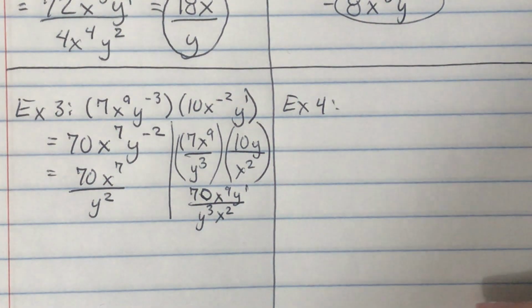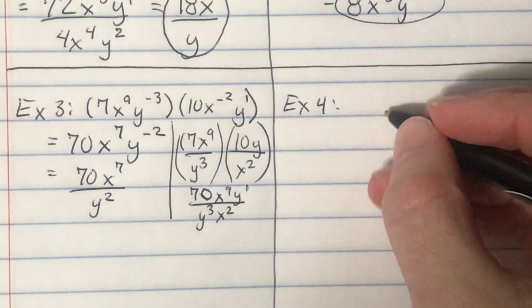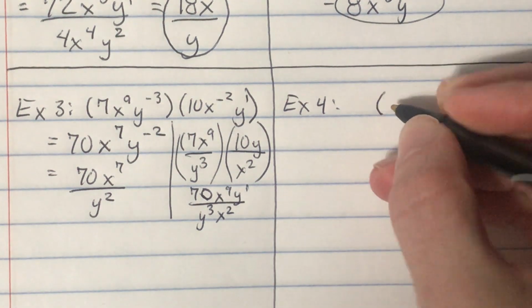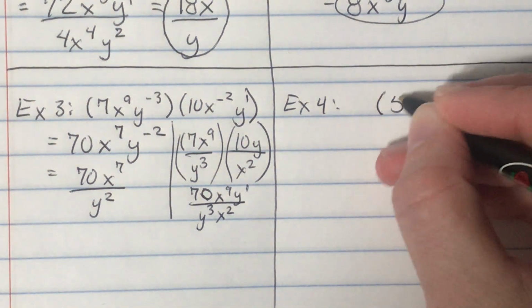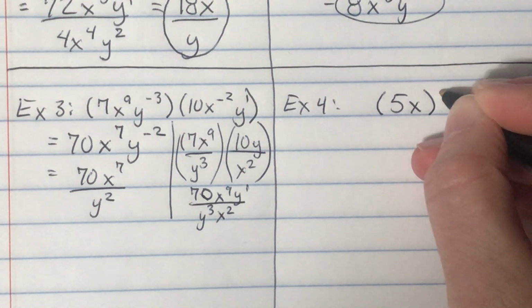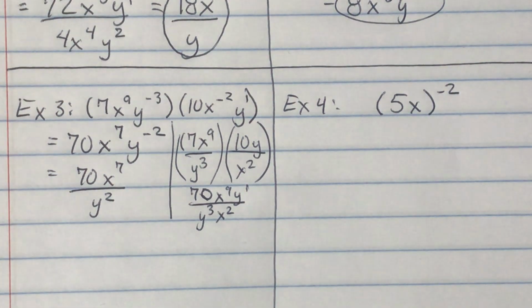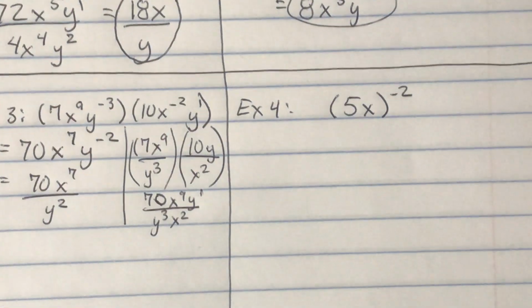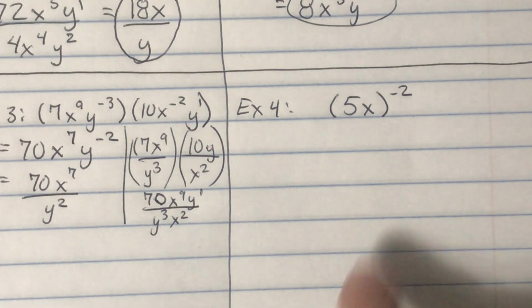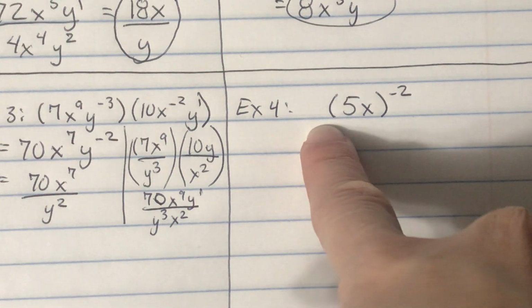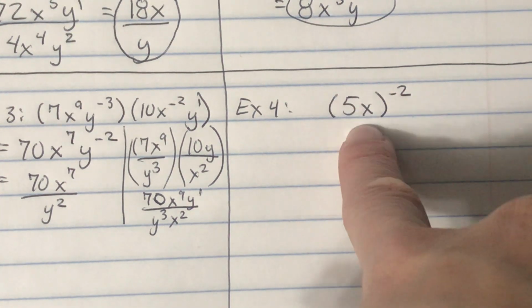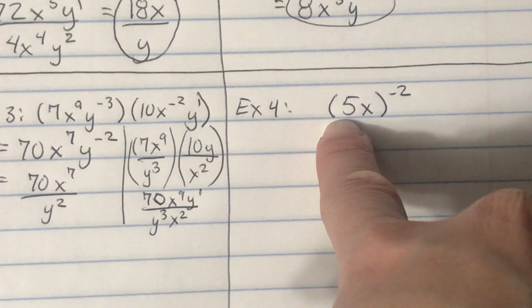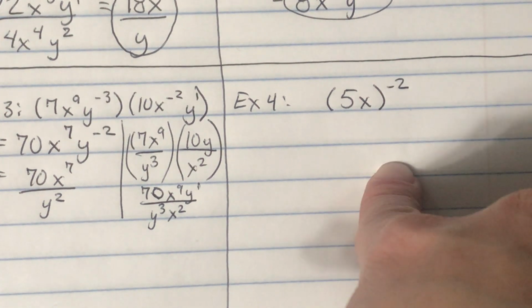Example 4. Let's look at another one with some negative exponents. So let's look at something like this. 5x in parentheses to the negative 2nd power. Now again, you could go ahead and flip this because there's two things happening here. There's a power rule because we need to apply this negative 2nd power to everything inside this parenthesis. But there's also a negative, which means it's going to end up in the bottom.